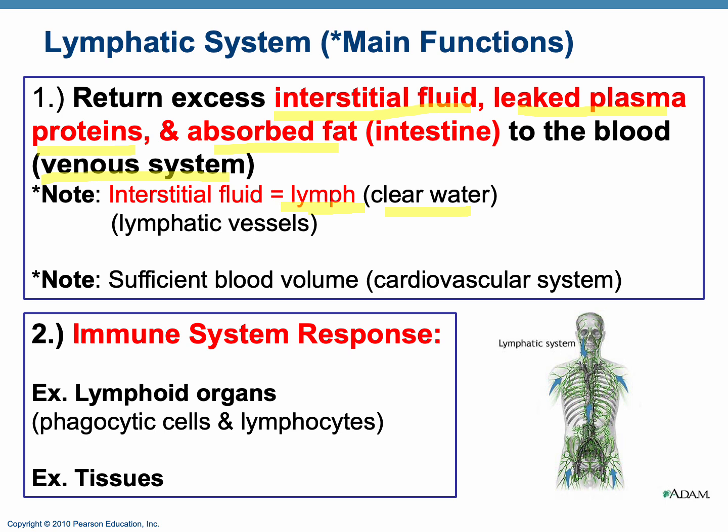The lymphatic system also plays a very important role with the immune system response. So very critical to go after foreign items that might be found. And lymphoid organs will assist with this process in tissues as well, as we'll see.